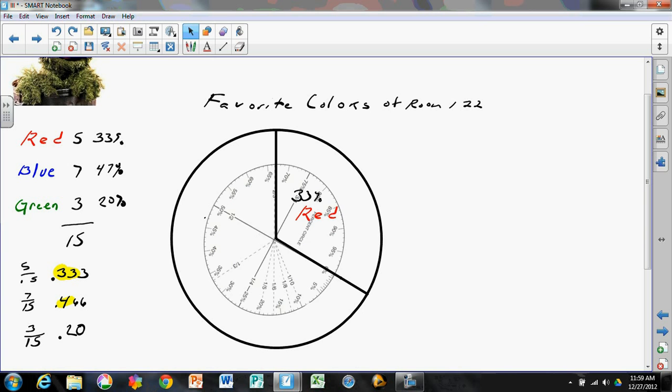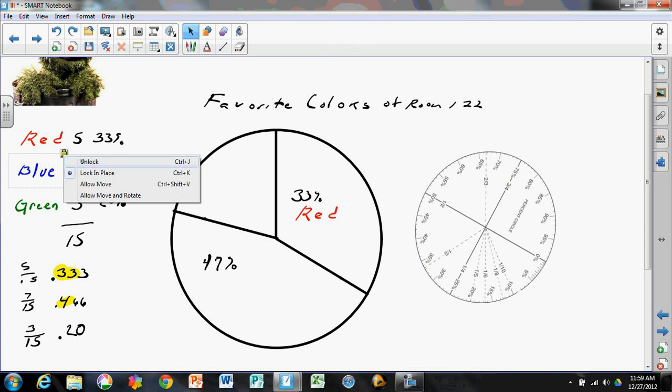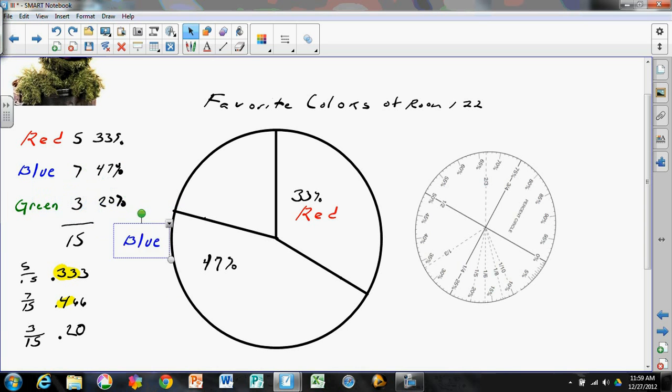And then again, I'm going to move this out of the way, and we're going to draw a straight line that goes through that point, a radius from the circle through that point. And there it is. And this is 47%. And that's for blue. Clone him. And bring that in the center.